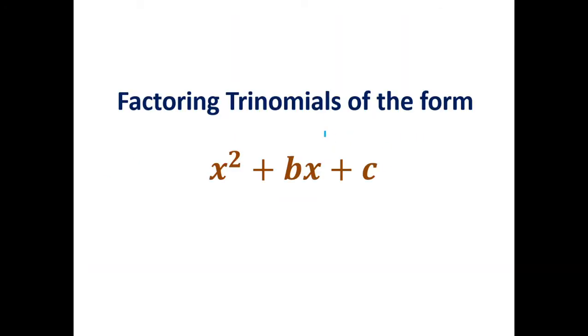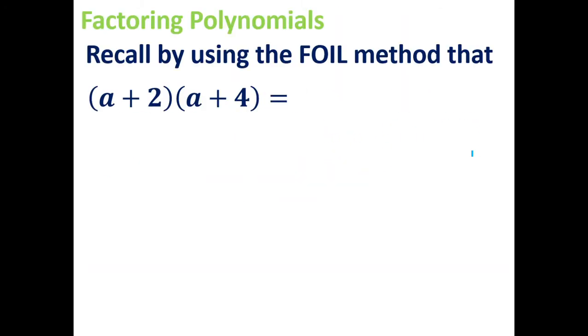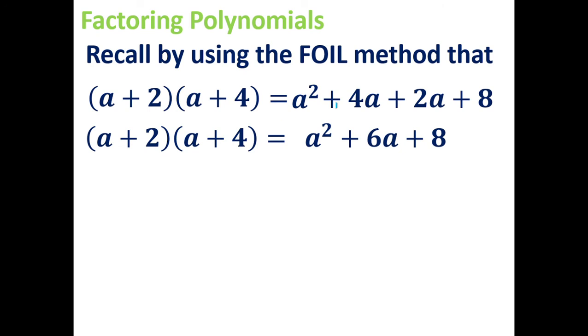So, factoring trinomials of the form x squared plus bx plus c. O, recall natin using the FOIL method. Remember, FOIL is the first, outer, inner, and last method natin yon, di ba? So, A times A squared plus 4A plus 2A plus 8. So, ayan yun, di ba? So, 4A plus 2A is 6A.